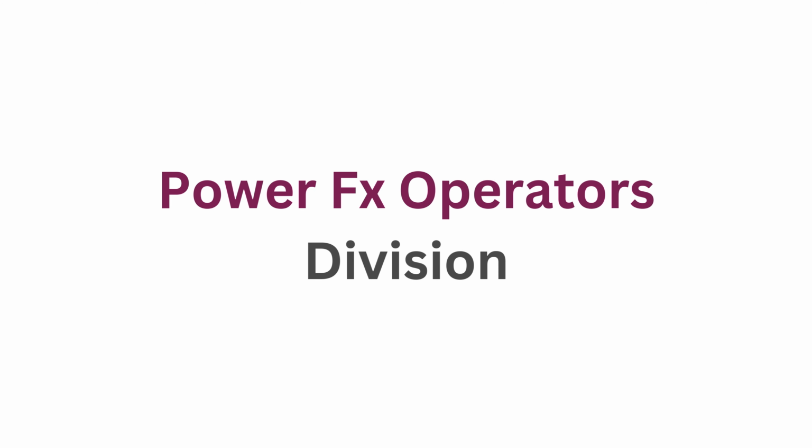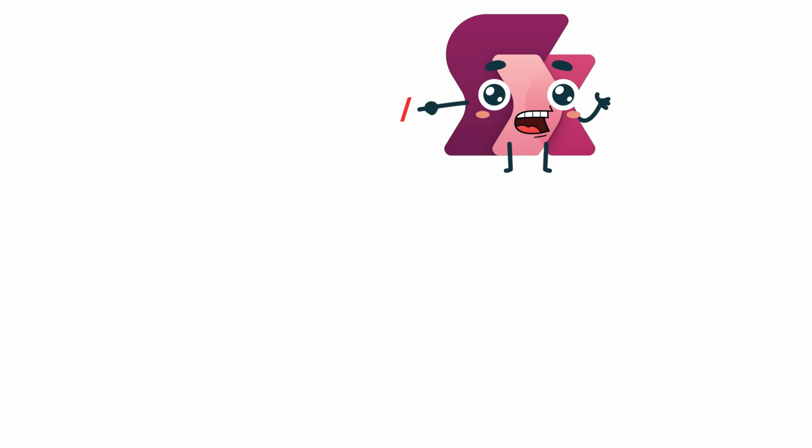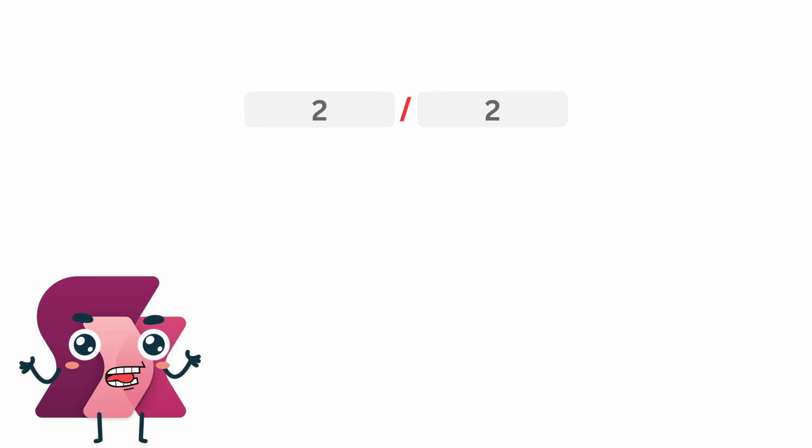Today, we're talking about the division operator, the forward slash. It's easy to use and makes division simple. You can use it to divide values, calculate ratios, and even work with percentages. So let's take a look at an example.